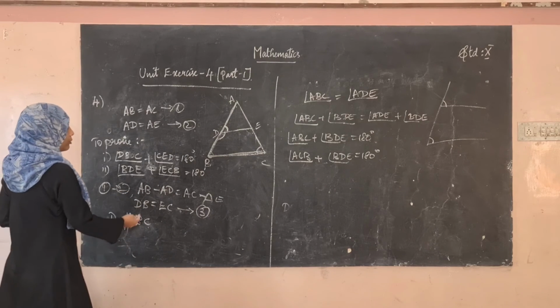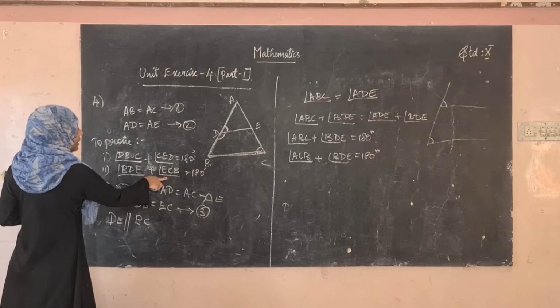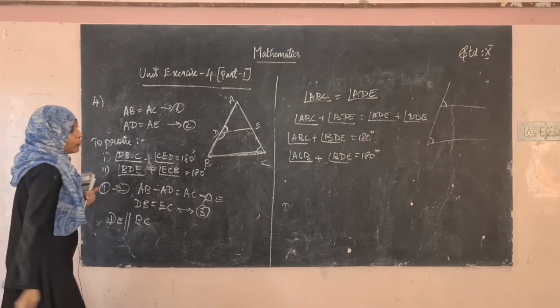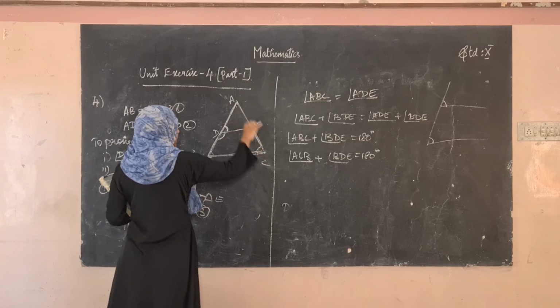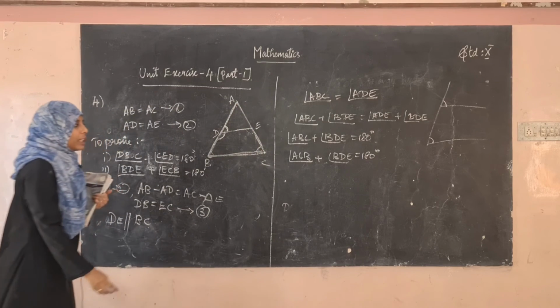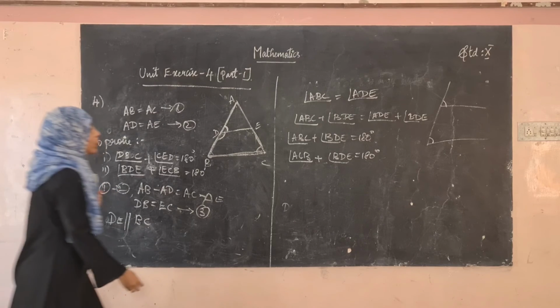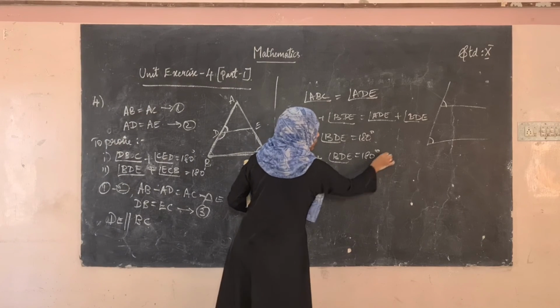Okay, so instead of ECB we are having ACB, no problem with that. This angle and this angle are the same. Therefore, angle ACB plus angle BDE is equal to 180 degrees. Hence, we have proved the first condition.